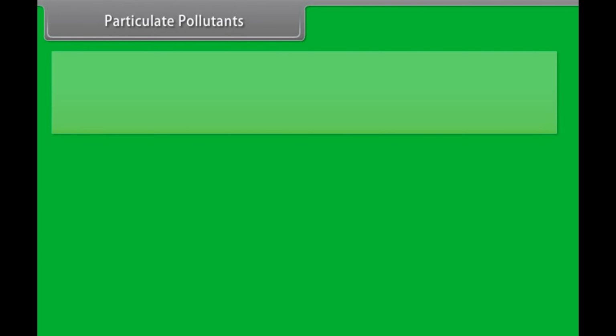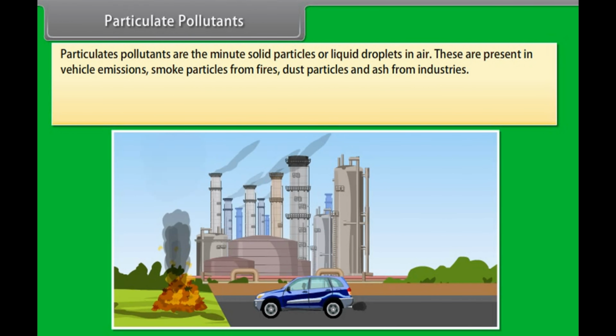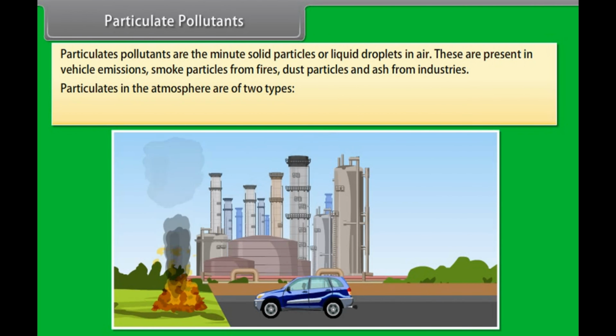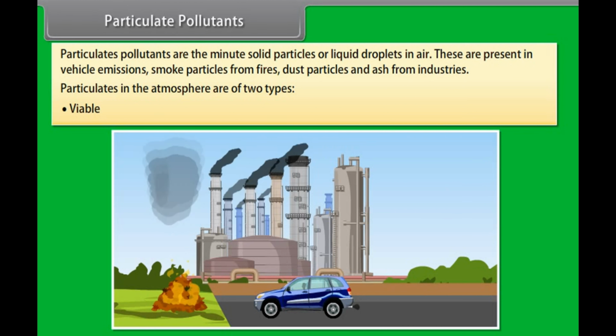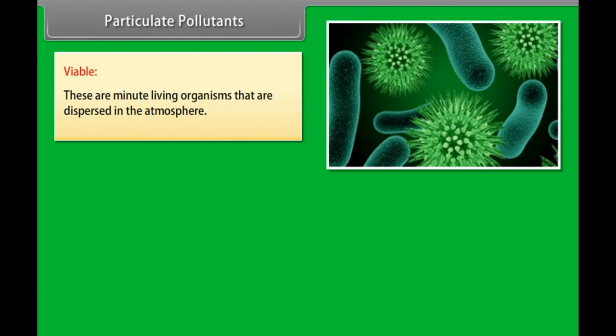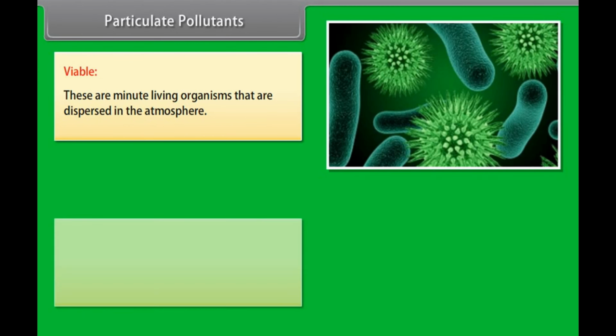Particulate pollutants. These are minute solid particles or liquid droplets in air. They are present in vehicle emissions, smoke particles from fires, dust particles, and ash from industries. Particulates in the atmosphere are of two types: viable and non-viable. Viable: these are minute living organisms dispersed in the atmosphere. Examples: bacteria, fungi, molds, algae, etc.